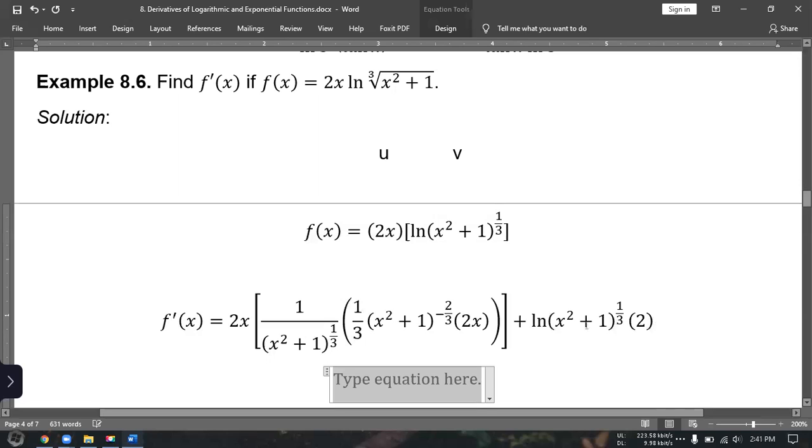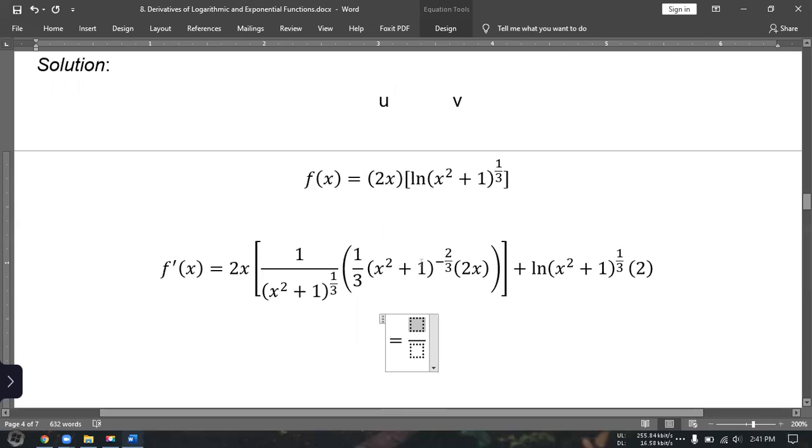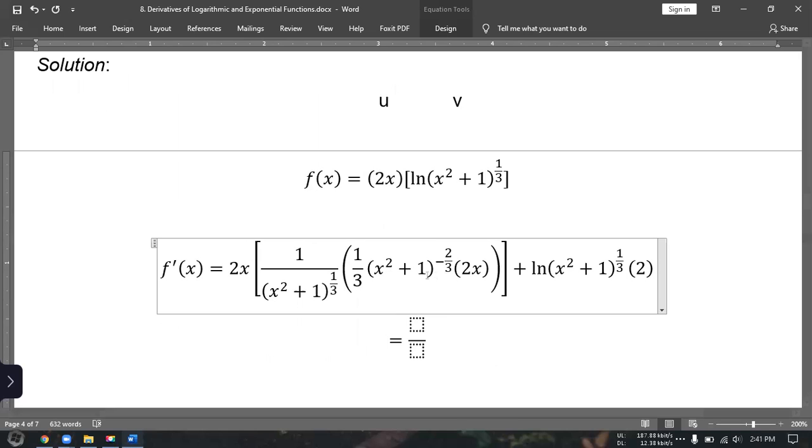Simplifying this, we have imaginary over 1. Okay, imaginary over 1 as well as this. May over 1 ito and then may over 1 din yun. So we have 2x times 2x. 2x times 2x is 4x.